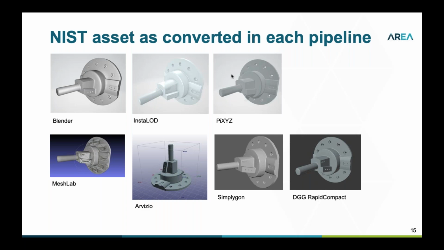And by and large, most of these tools did a pretty good job. There is a small detail on this model that didn't make it into some of the final models on some of the pipelines. There's a very small NIST logo on the side. You can probably barely see it, but if you look at the MeshLab screenshot, you'll see there's a little black spot on the middle part. That's the NIST logo. And some tools were able to preserve that data upon conversion.